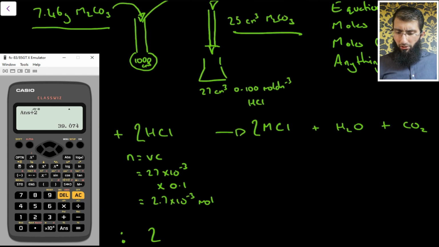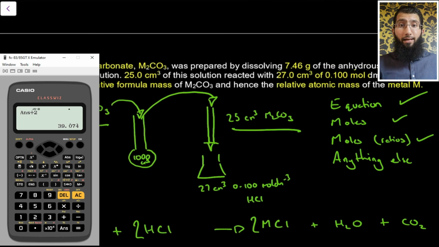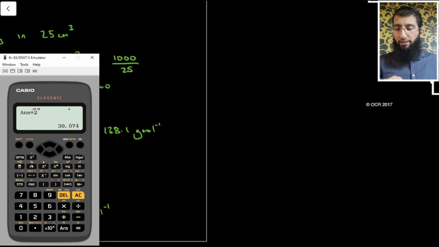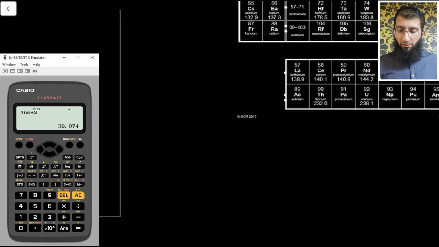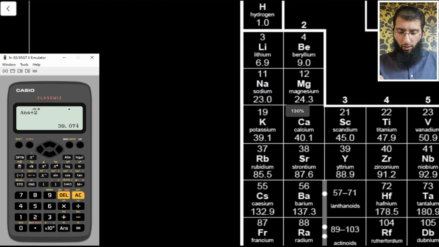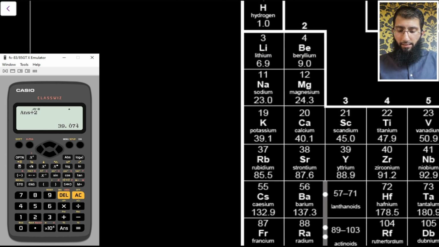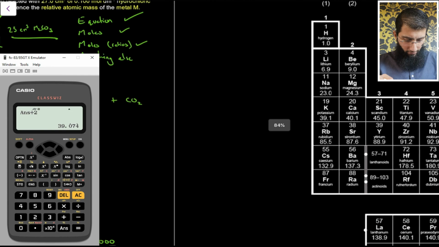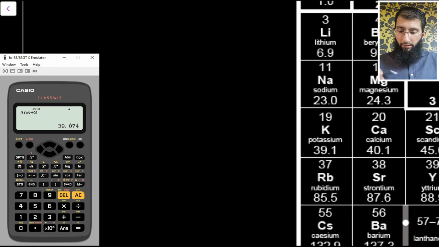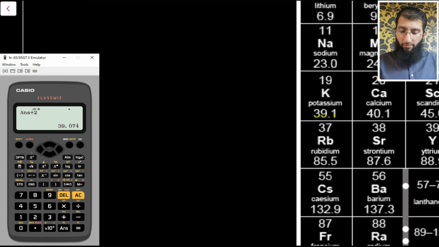Now, I don't believe this question actually asks us to identify metal M, but we can. Seeing as I've just worked out the relative atomic mass as 39.1, if I look at the periodic table and we know it's a positive 1 ion, it's quite possibly something from group 1. I look at group 1 and identify which element has a relative atomic mass of 39, was it 39.1? Yeah, 39.1, it clearly matches up to potassium. So potassium is the answer here. Not that it's asking you for it, but it's there.